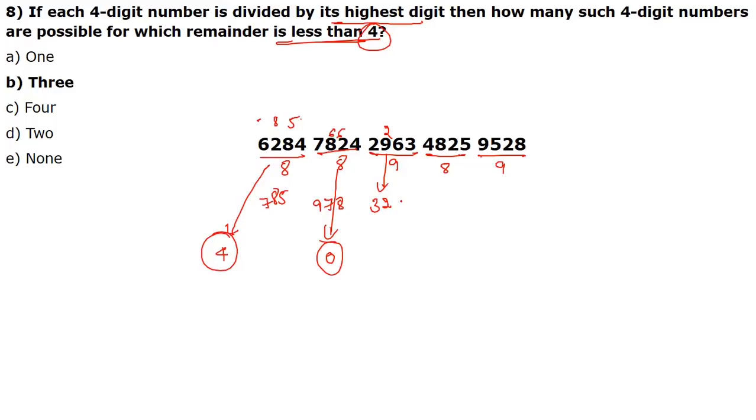So 9 into 9 times it is 81. So 2 is carried forward. So the remainder here would be equal to how much? 2. The next one is 4825 divided by 8.